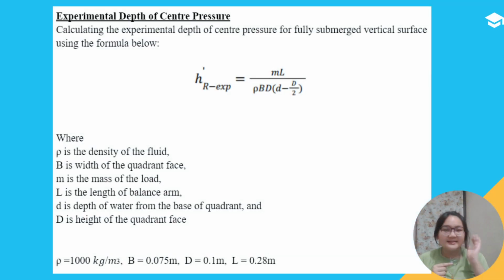The experimental depth of the center of pressure for a fully submerged vertical surface was calculated using the formula H equals m L over rho B D times the quantity small d minus capital D over 2.